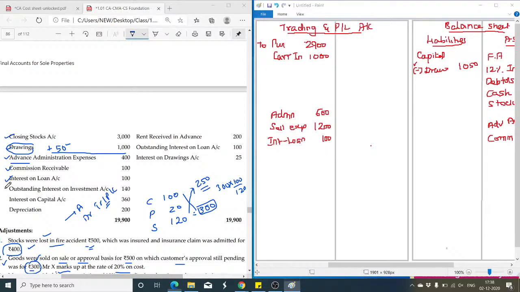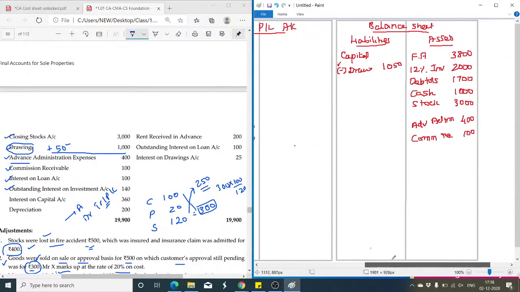And then outstanding interest on investment. Outstanding is the representative personal account. It will come only in the balance sheet, and if it is on the debit side, it will go to the asset side. Investment is your asset. For that, you have to receive the money. As it is supposed to be receivable later, you are owning this benefit. So it will come in the asset side. Outstanding interest on investment, clear? The value being 140.